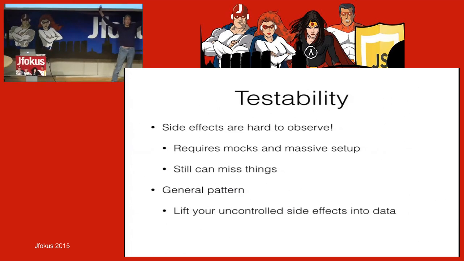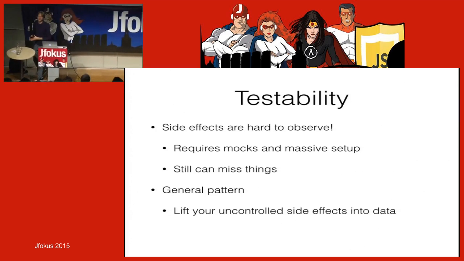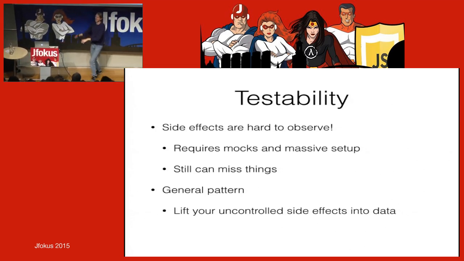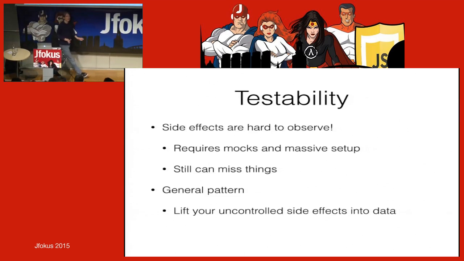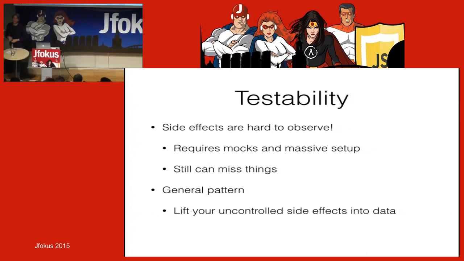Functional programming is all about this. This is what functional programming really encourages us to do. It's like, don't do effects, just do everything as data. Everything is data, more data everywhere. So lift your uncontrolled side effects into data. In this case, the message sink. We're writing messages directly into the message sink. The message sink records that, and then we can look at it later.